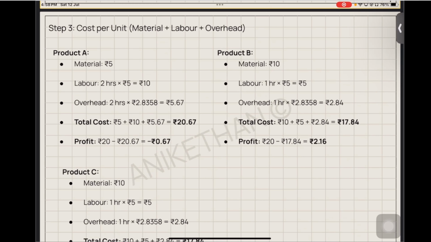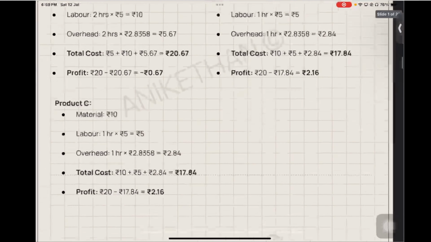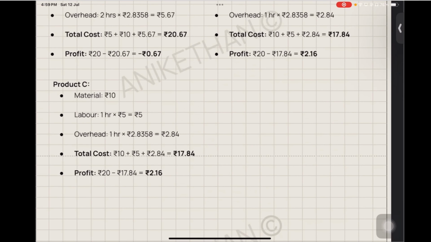And the selling price is 20. So your profit is actually minus 67 paise if you apply traditional cost. Then for product B, similarly, your total cost is 17.84 and selling price is 20. So it is 2.16. Product C, same. This is also coming same. So this is your cost as per traditional absorption method. Now we will see activity based costing, how it changes.